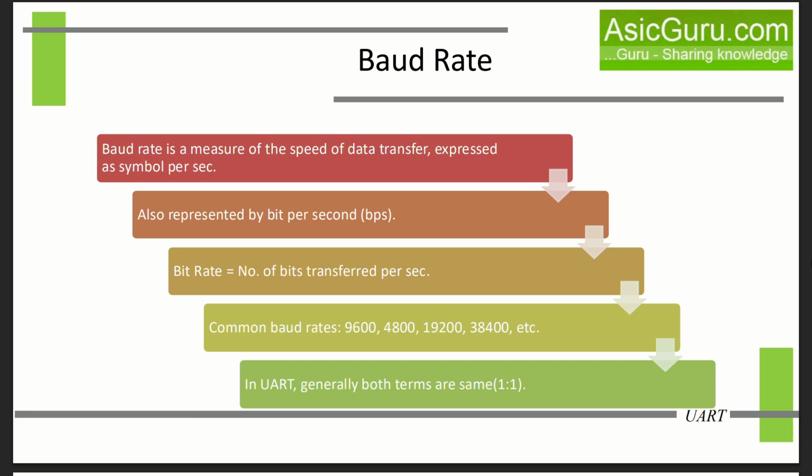When working with UART devices, you will commonly encounter standard baud rates like 9600, 4800, 19200, 38400, and many more. These standardized rates ensure compatibility across different devices. An interesting thing about UART is that generally the baud rate and bit rate are the same, having a one-to-one relationship. This is because typically UART uses one bit to represent one symbol, unlike other protocols where a single symbol might represent multiple bits.